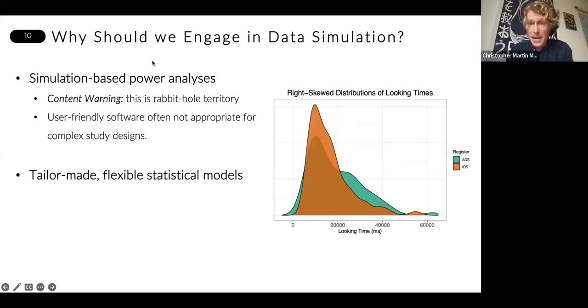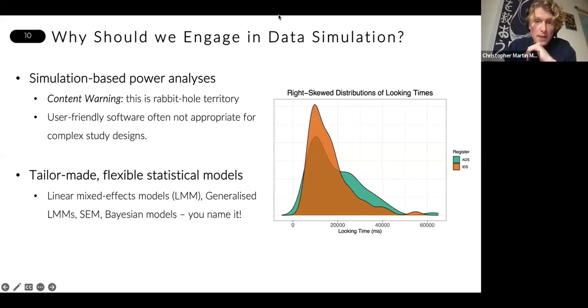Okay, so with simulation-based power analyses we can make tailor-made, flexible statistical models. For example, I made this right-skewed distribution of looking times by changing one line of code in the simulation functions that you will have available to you. Building up this right-skewed distribution, we might have an experiment where we have looking times between 0 and 1 minute. And suddenly we have these right-skewed distributions, which we can then model and figure out how to model by using the simulated data in our models.